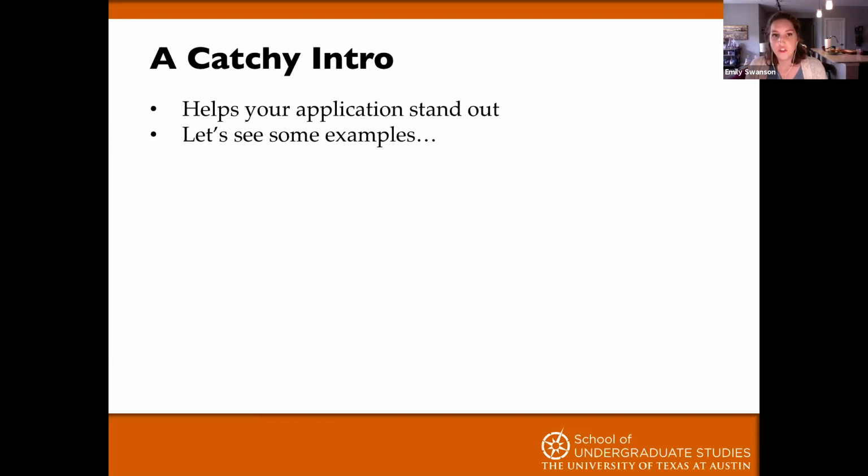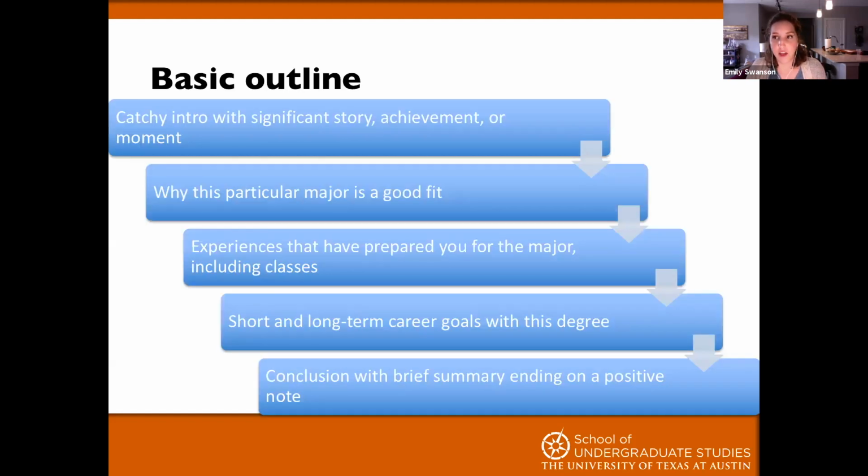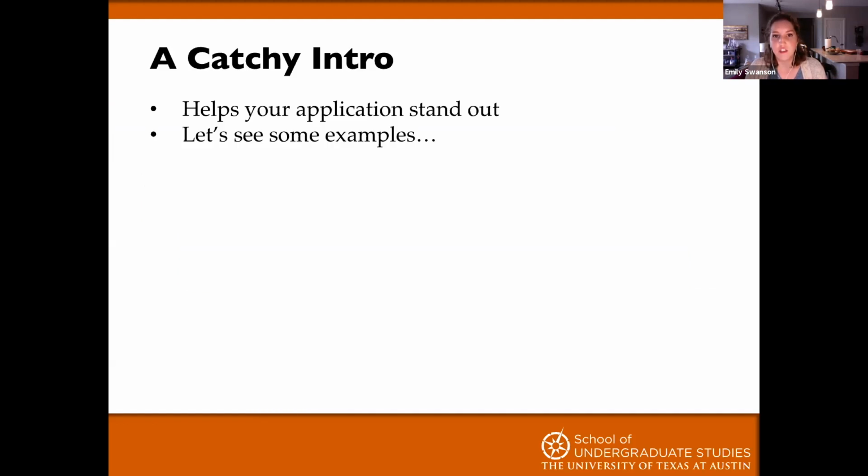So that intro just helps your application stand out. We're going to look at some examples to help walk you through this. We also have some handouts, so feel free to email me or email the Vick Center, and we will give you a copy of this particular slide, as well as some introductory paragraphs, both before and afters. So we'll get into that.